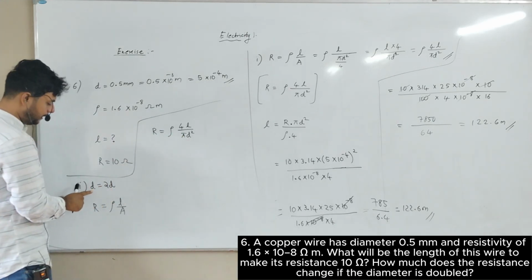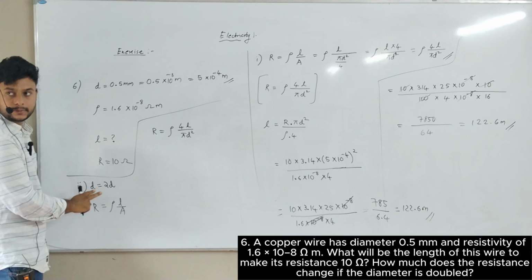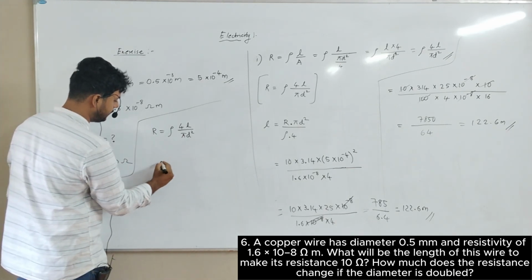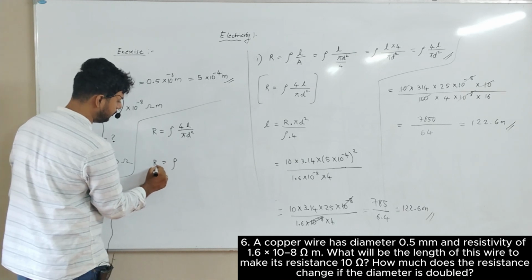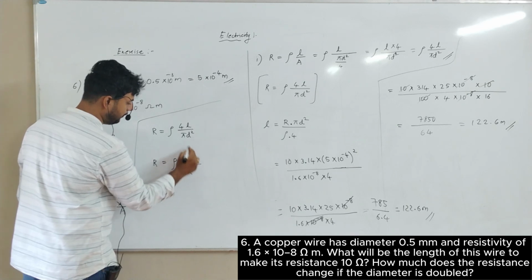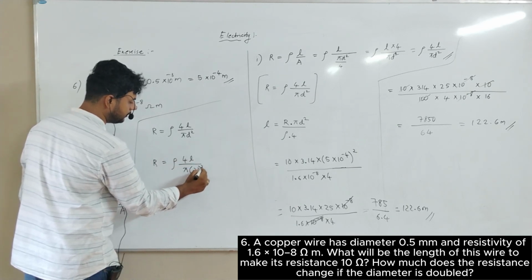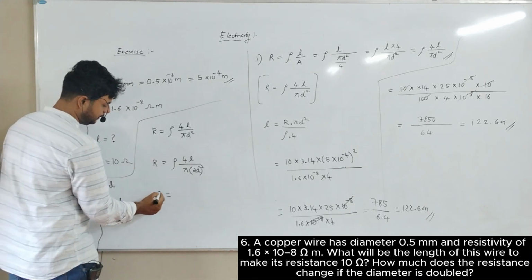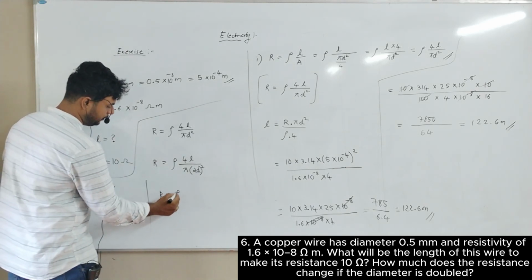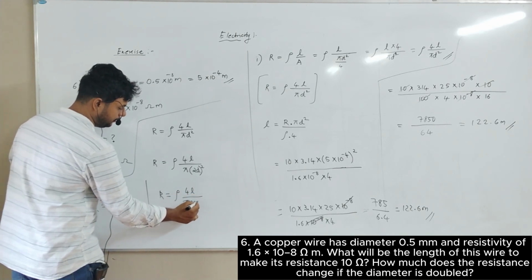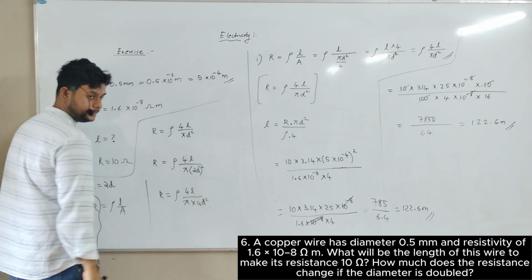But what is my diameter? It is doubled. So diameter has become 2D now. So instead of D I should write 2D. So resistance is equal to rho 4L upon pi, diameter means 2D square. Right? Diameter doubled. What resistance will I get? Rho 4L upon pi into 4D square.